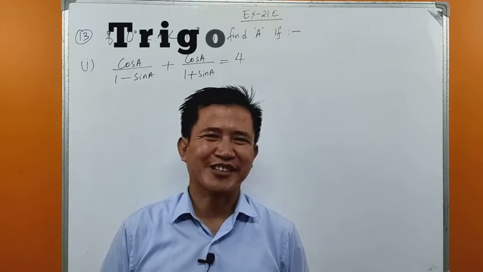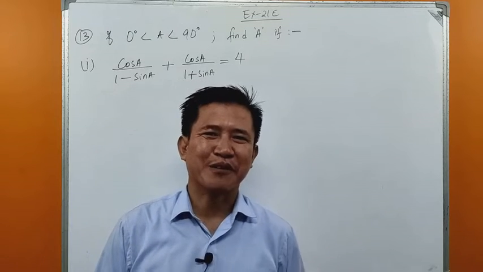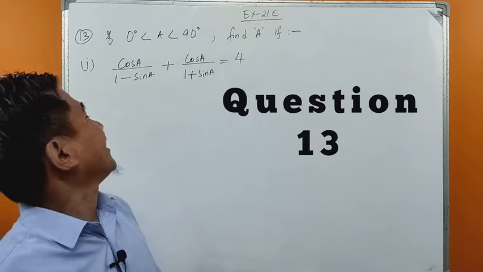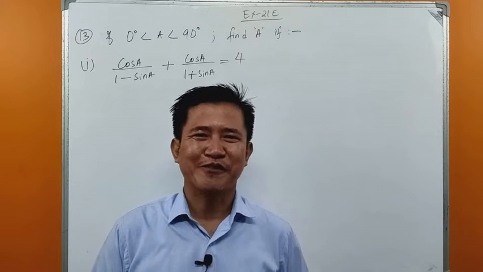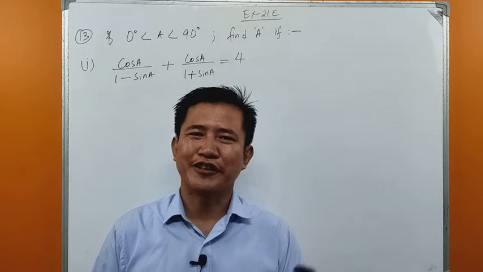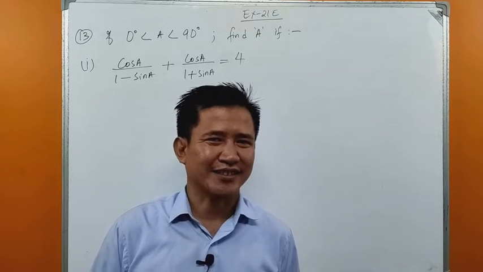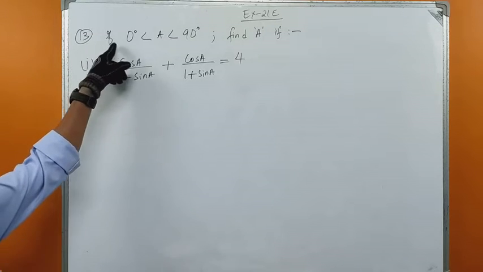We are doing exercise 21E from trigonometry, isn't it? In our previous videos we have completed till question number 12, and today we'll start from question number 13, and in this video we will conclude this chapter, okay? From the next video onward we will move on to the next topic, that is height and distance. So let's begin. This is question number 13.